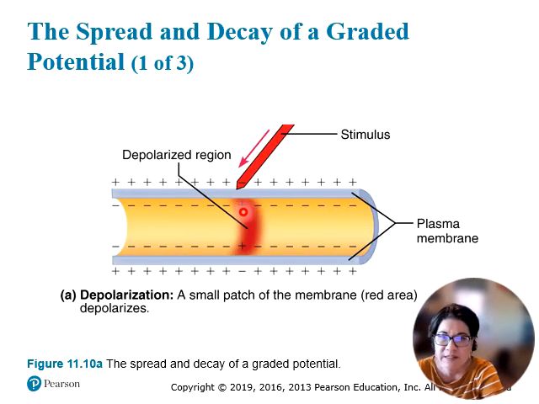So here it is. This is just a small area where it's got depolarization just in that one region. The stimulus is right here only. That's a graded potential, just a small patch.